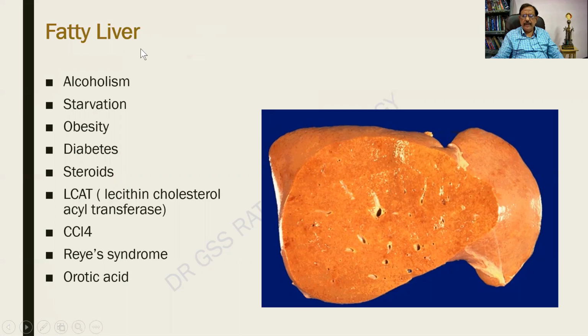Fatty liver is a topic that we had dealt with earlier, both under the gross as well as under cirrhosis. And these are the various etiological causes for fatty liver. Alcoholism, starvation, obesity, diabetes, steroids, LCAT, carbon tetrachloride poisoning, Reye's syndrome, orotic acid, to mention a few. Any of these can be asked as an MCQ: all are causes for fatty liver except, and we should have a fair idea about it. Also, you may have a specimen of this in your viva. They can ask you the various causes.